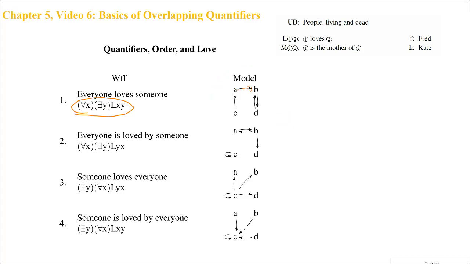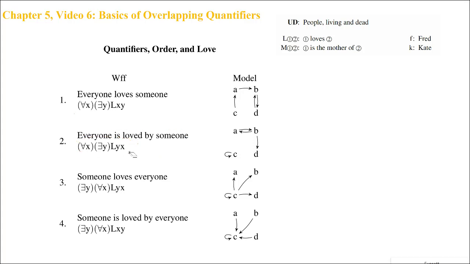A loves B, D loves B, B loves D, and C loves A. So everyone has an arrow coming out of them towards someone else. And here we're imagining that the universe of discourse is just A, B, C, and D. And there are no other people. So each of these little guys has an arrow coming out of him or her because each of them loves someone.